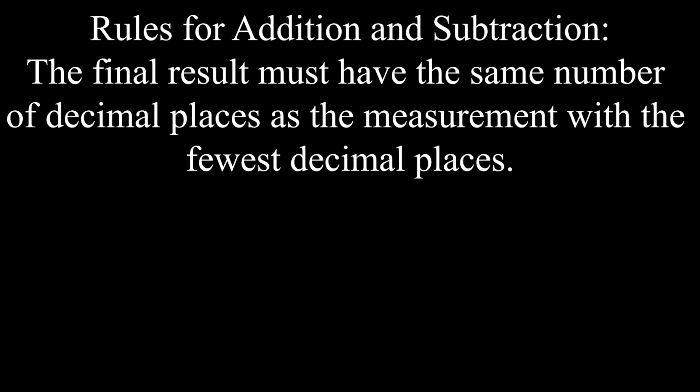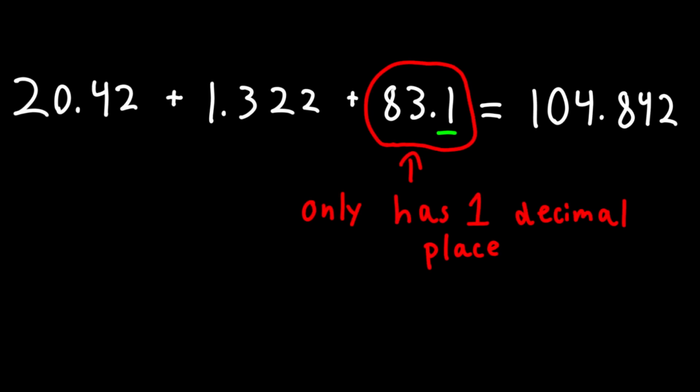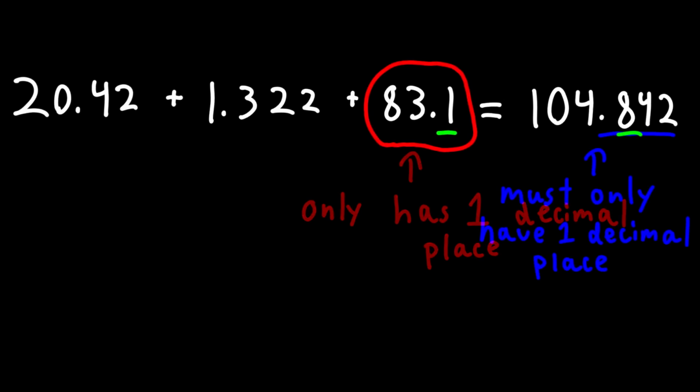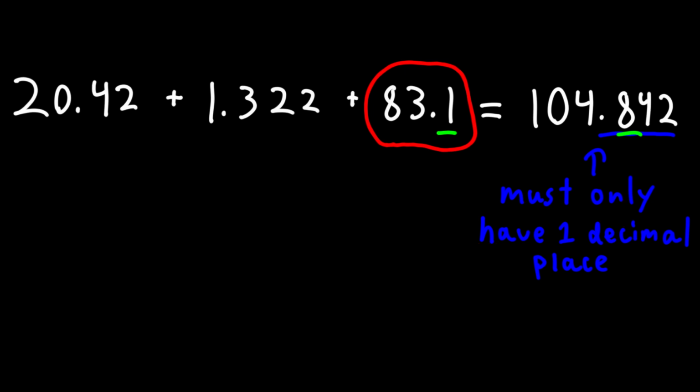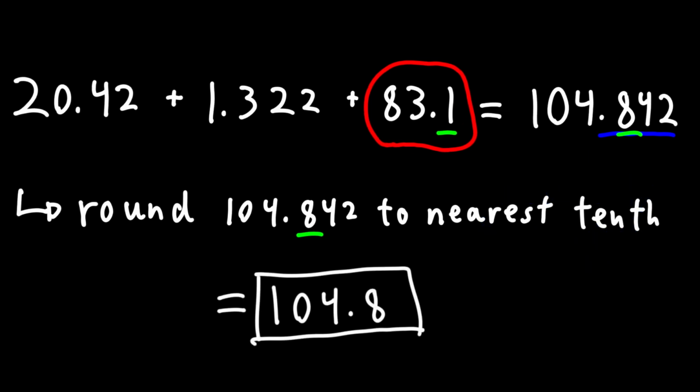Now, how do we use significant figures in calculations? For addition and subtraction, the final result must have the same number of decimal places as the measurement with the fewest decimal places. Let's do an example problem. 20.42 plus 1.322 plus 83.1 equals 104.842. However, 83.1 only has 1 decimal place. That means we have to make 104.842 only have 1 decimal place. If we round our final answer to the nearest tenth, we get 104.8, which is our result after accounting for significant figures.